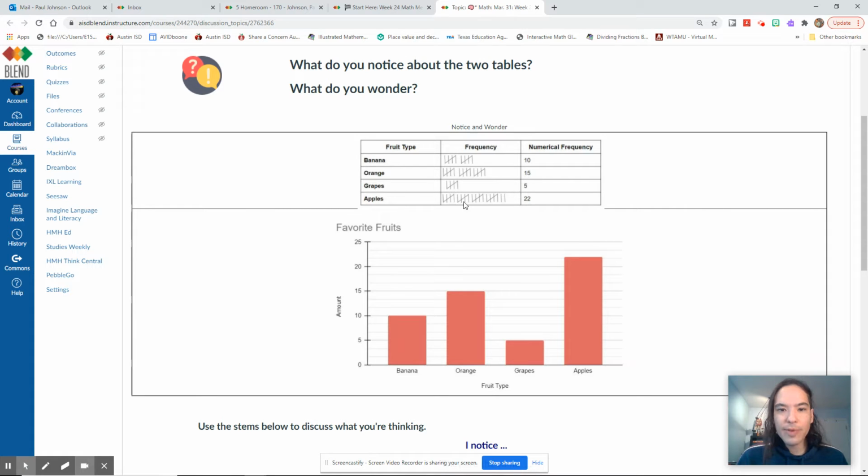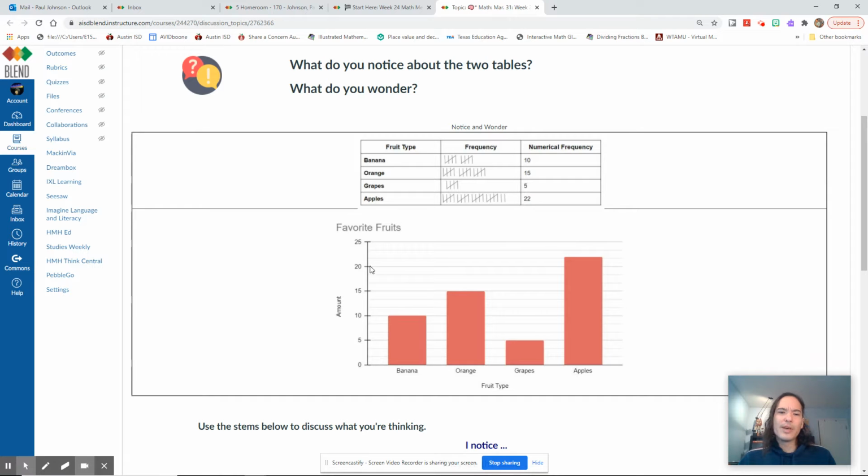And then finally, apples 5, 10, 15, 20, 21, 22. So it should go past 20. And if you'll notice here, we have 2, 3. So there's not an even number between 20 and 25. So 22 would be above 20 but below 25. That's kind of where it looks, right? Above 20 and below 25.